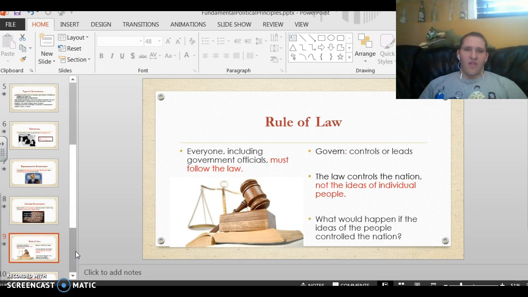And then you have the rule of law. Everyone must follow the law, including government officials. So if someone who works for the government commits a crime, they are still punishable by the same law that everyday citizens are responsible for.